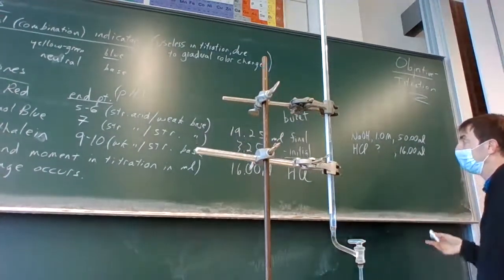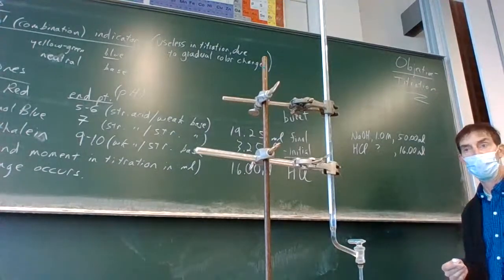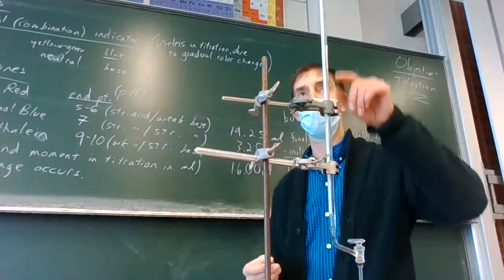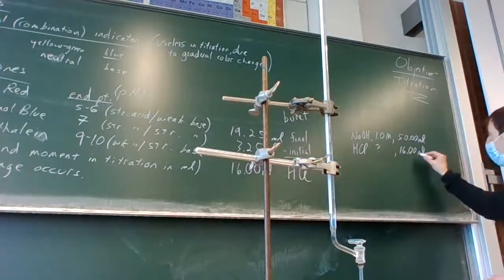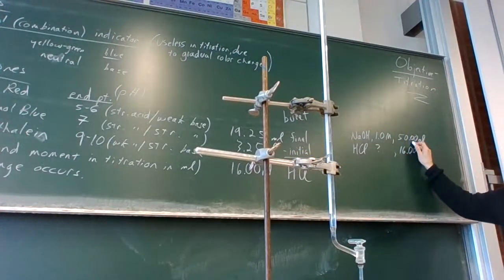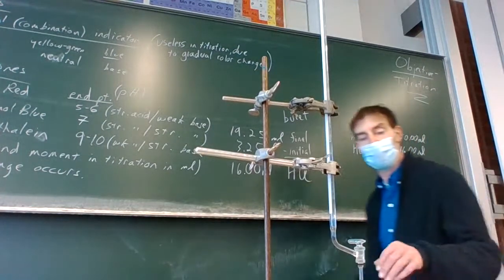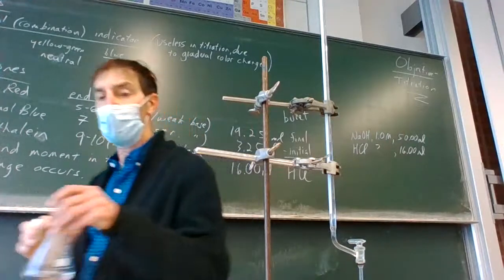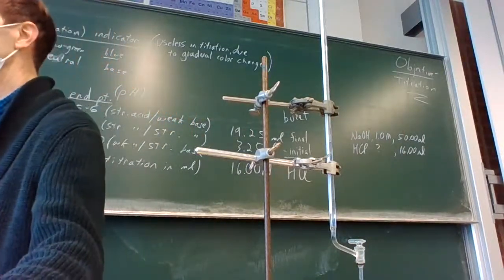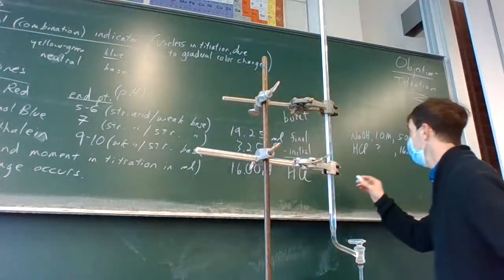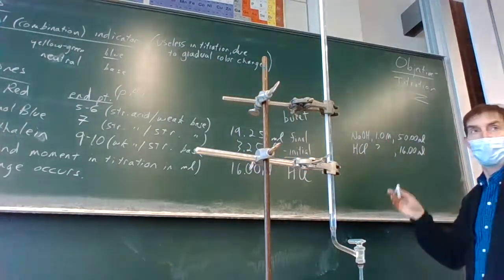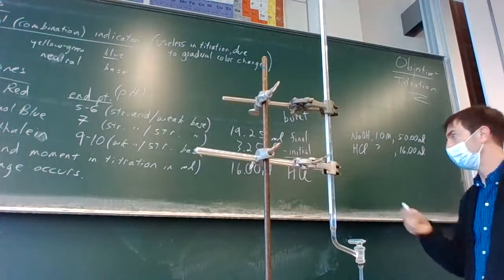Where does the 50 milliliters come from? The one we subtracted just now, that's the 16. But the 50, I made that up. I estimated what I put in the little flask to begin with. I put in some NaOH. I didn't measure it because I don't have the time to do it with you. But I wanted to give you some kind of number so we can do a quick titration with this.